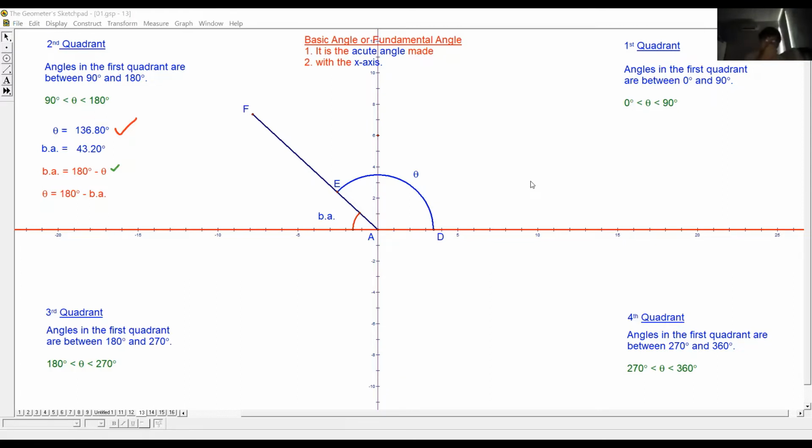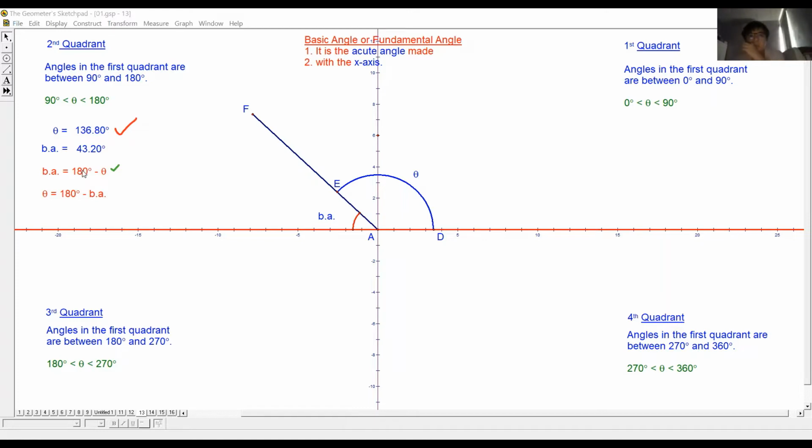Here, I call theta the original angle, the angle that we are interested in. Then the basic angle is the angle that comes from the calculator. When we press the calculator, we only get the basic angle. We cannot get the actual angle that we are interested in. So in order to get the actual angle, you use 180 minus theta. So you remember this.